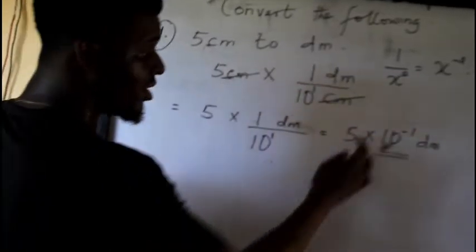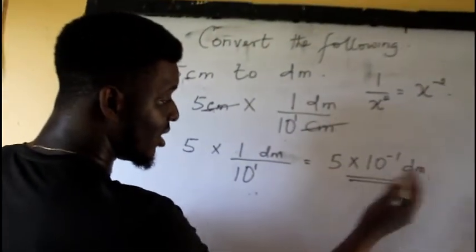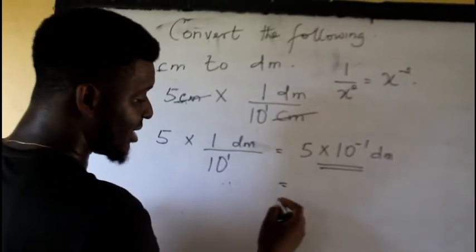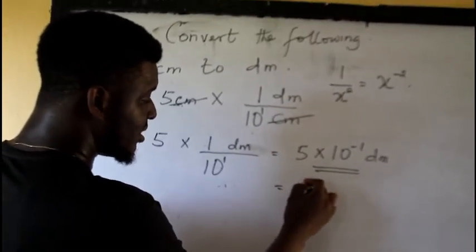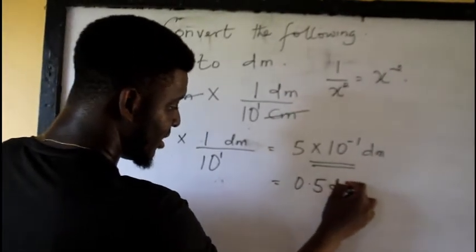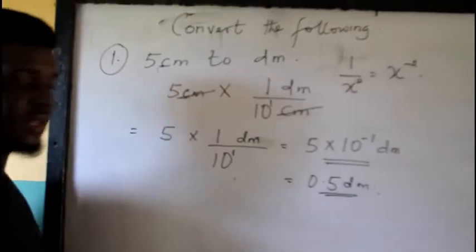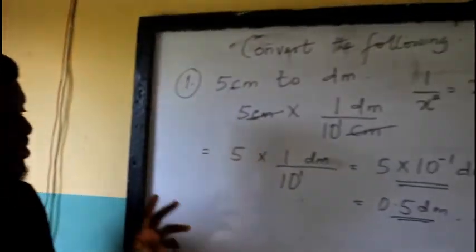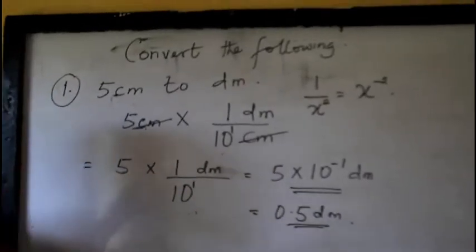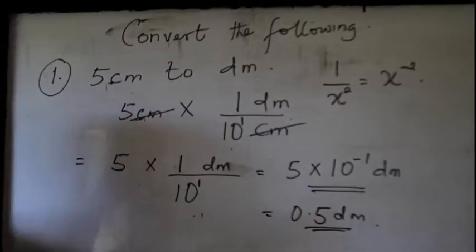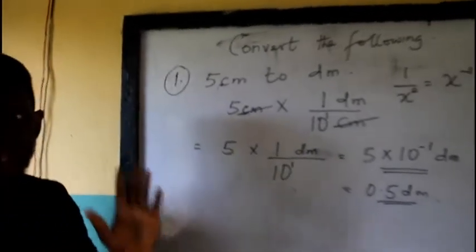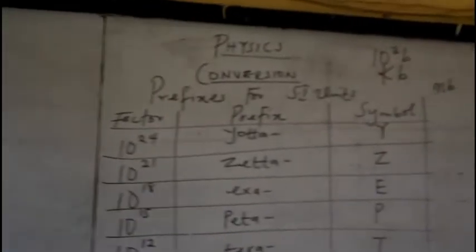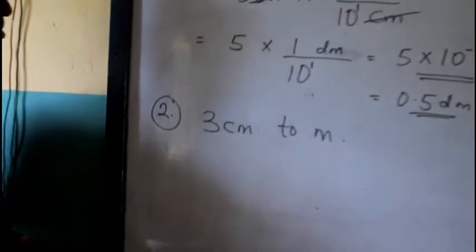And you can also solve it with your calculator. You can have this answer as 0.5 decimeter. As simple as ABC. As you can see, I don't have to cram 1 decimeter. I'm now looking at how I'm going to combine it together. Just apply. Use them. It works for everything. Now, let us look at another one.